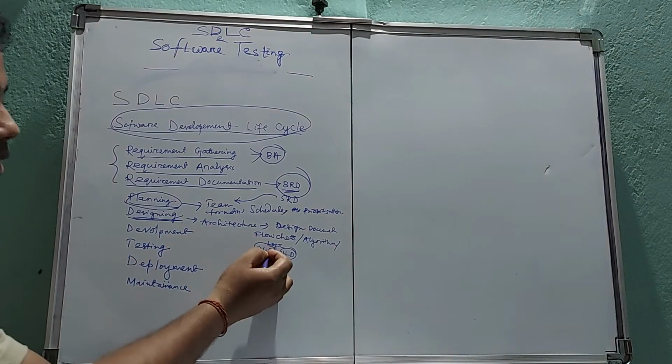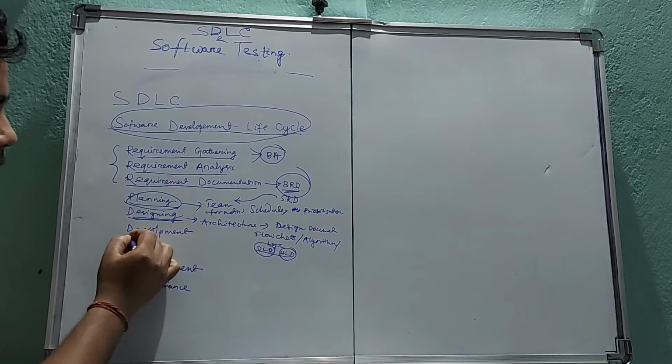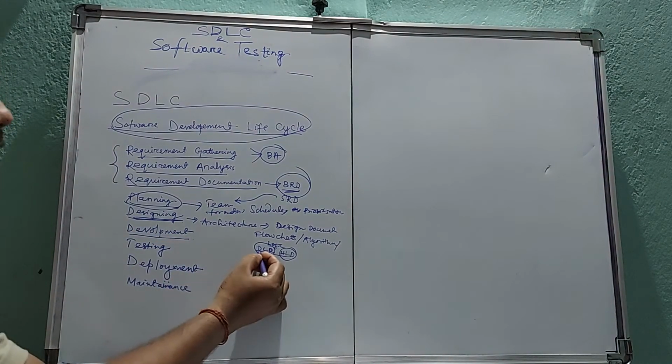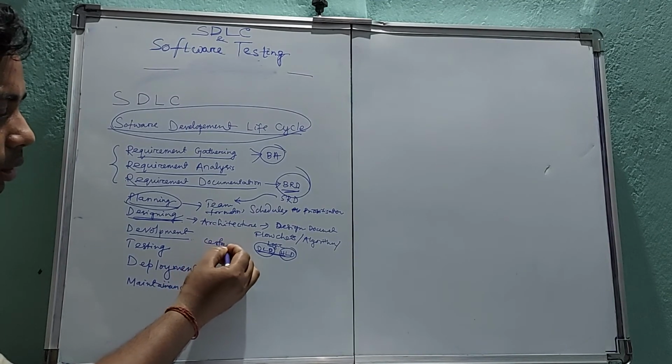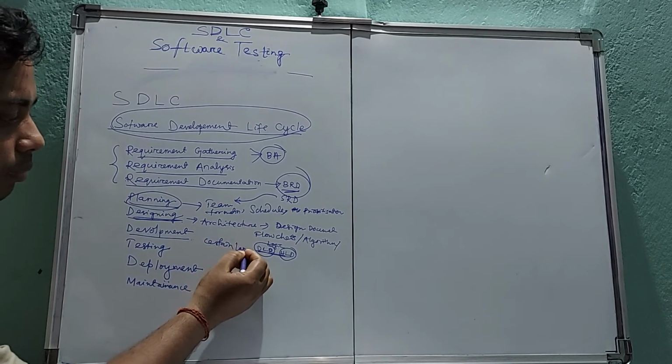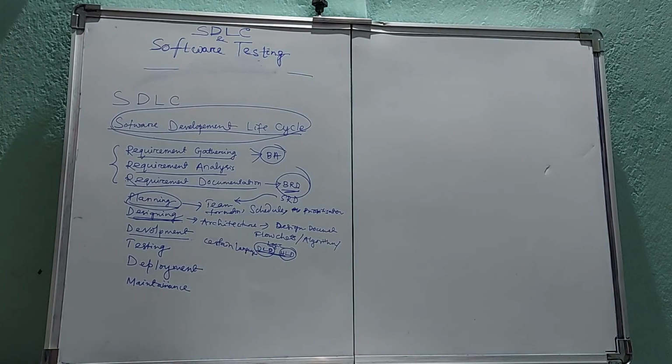Once this design is completed, next phase comes as development, where the design document is taken as the base, and using certain computer language, Java, .NET, or whatever it may be, the development happens. But it's not only about choosing the language, it is also about choosing the platform, whether it will be created on the Linux platform or on the Windows platform.